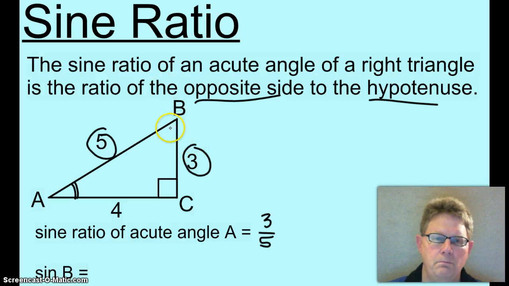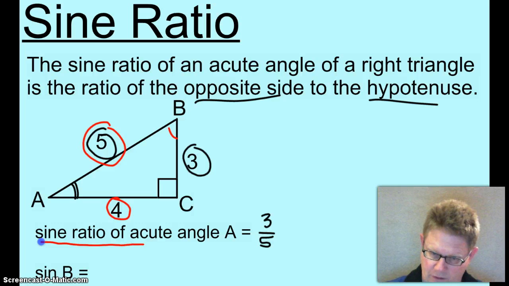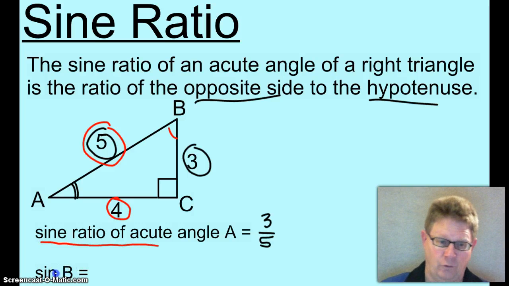Looking at angle B, the opposite side is 4, and of course the hypotenuse is 5. So the sine ratio of angle B, and we as mathematicians don't want to have to write all this out, so we're just going to write SIN B, but it still stands for the sine ratio of acute angle B. That would be 4 over 5.